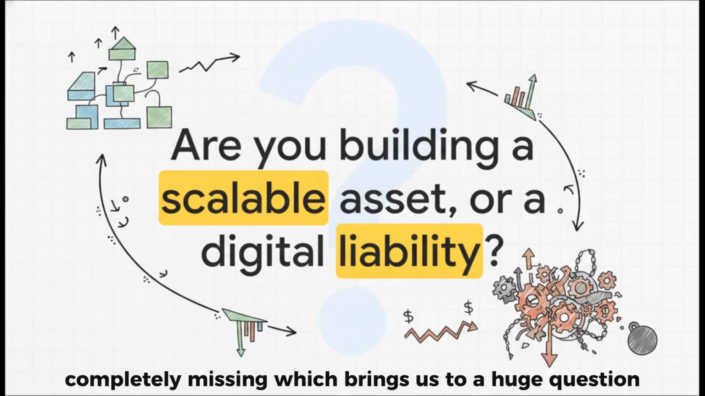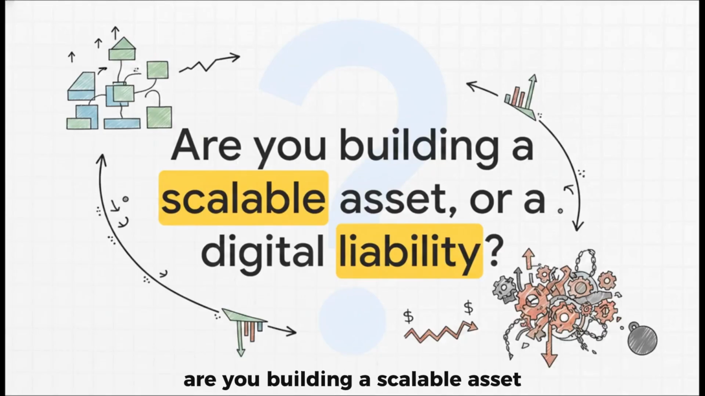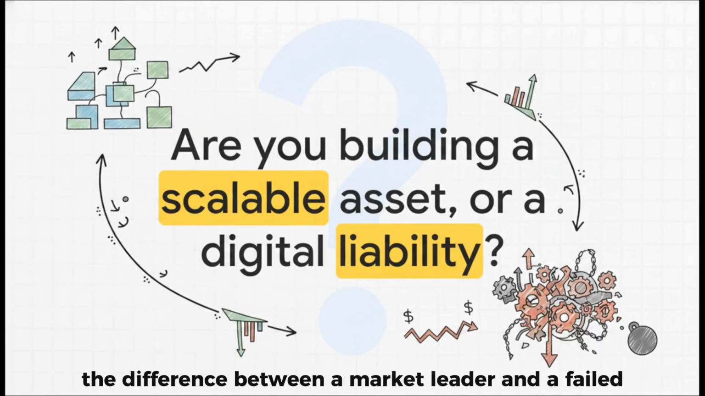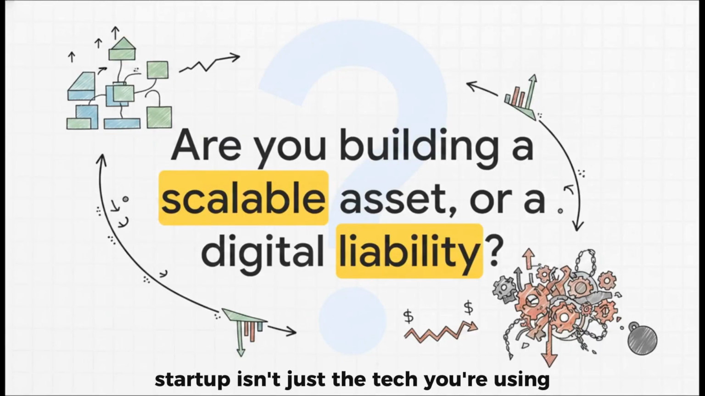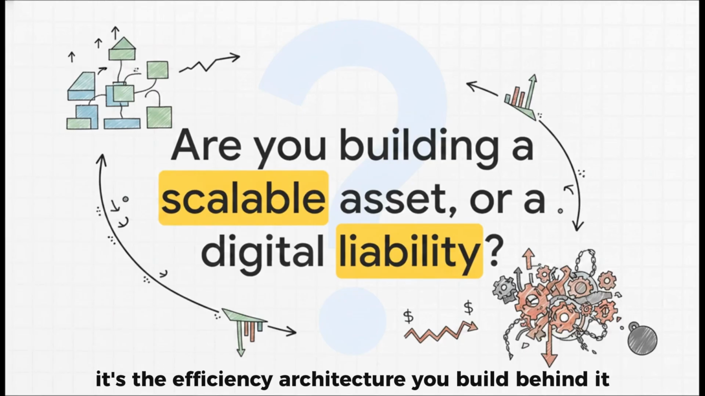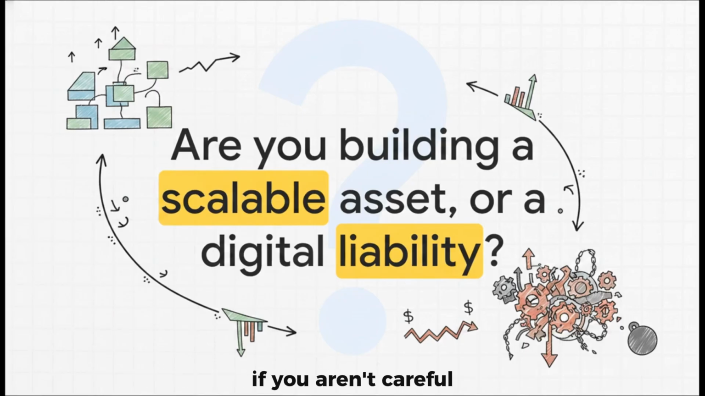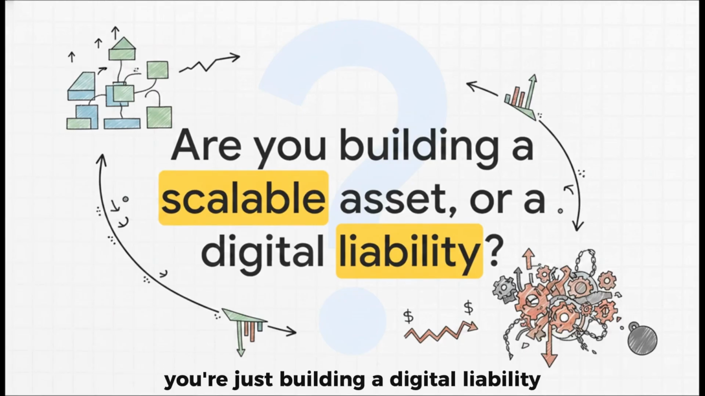Which brings us to a huge question. Are you building a scalable asset or a high-priced digital liability? In the AI-first era, the difference between a market leader and a failed startup isn't just the tech you're using. Nope, it's the efficiency architecture you build behind it. If you aren't careful, you're just building a digital liability.